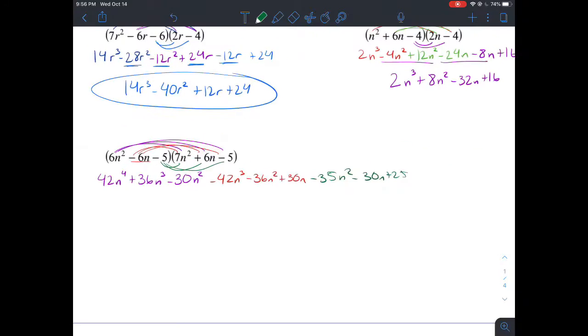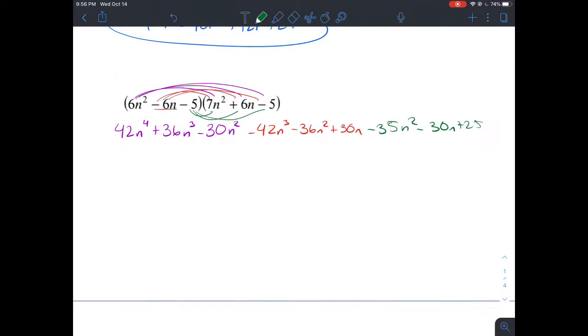So you can see how this gets a little bit more complicated the more terms you add, right? So now we got to combine like terms. So we got our 42n to the 4th out in front. Now we got to combine all of our cubed terms. So that's going to be 36 minus 42, which is going to give us a negative 6n cubed.